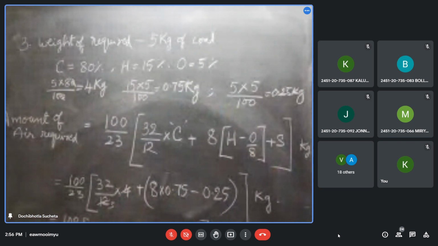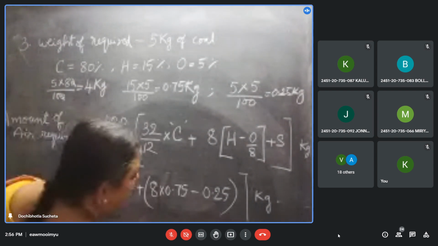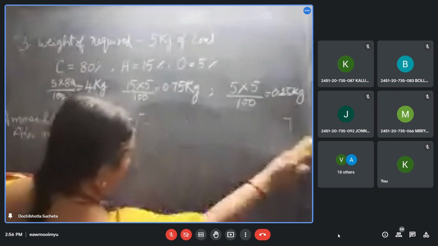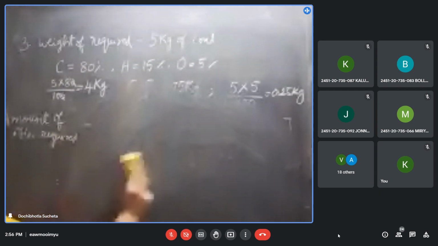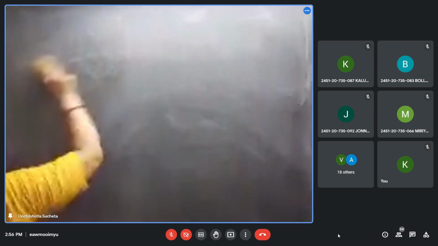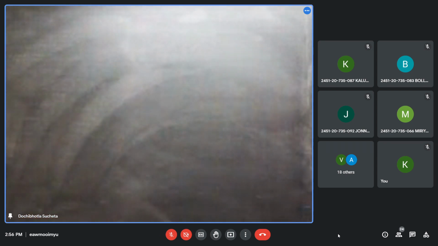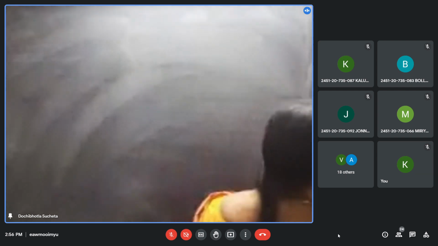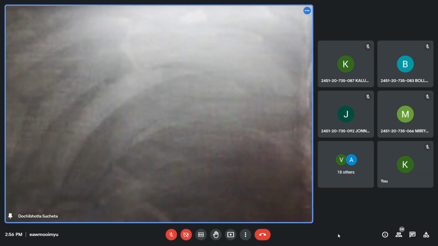A gas used in internal combustion engine had the following composition by volume.